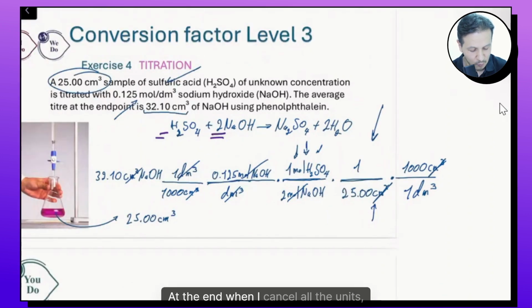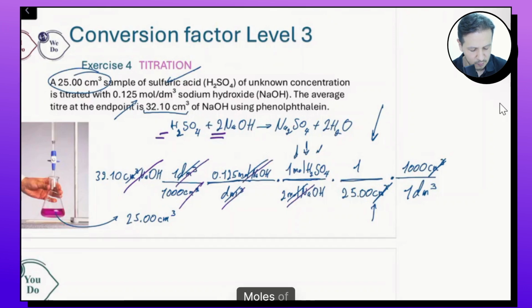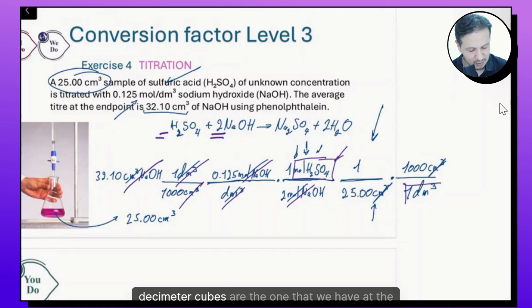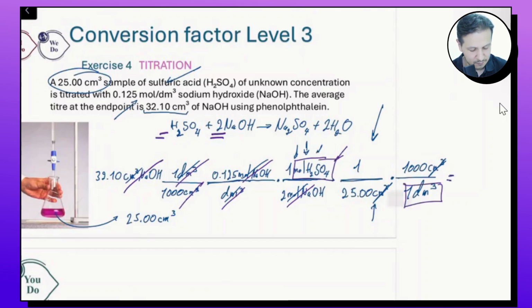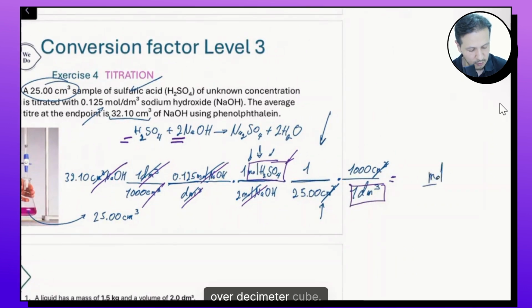At the end, when I cancel all the units, I will use different colors. I cancel dm³, and moles of sulfuric acid. I don't cancel moles of sulfuric acid because I don't need to cancel that one, and there is no other pair to cancel it. Moles of sulfuric acid and dm³ are the ones that we have at the end. So this is moles over dm³.